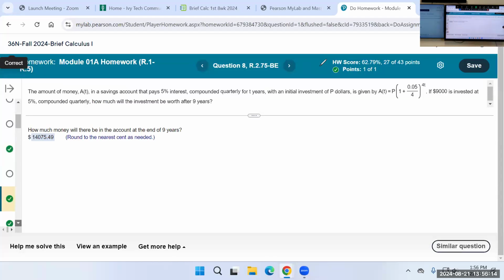Okay, let's see the business stuff. So an amount of money, A of T, in a savings account pays 5% interest compounded quarterly for T years with an initial investment of P dollars. The given equation, A of T equals P times (1 plus 0.05 divided by 4) to the 4T. If $90,000 is invested at 5% compounded quarterly, how much will be in the investment after 9 years?